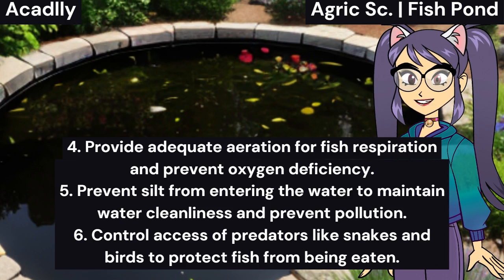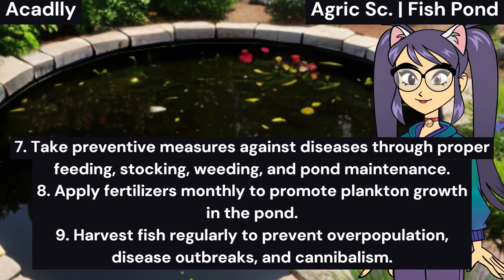5. Prevent silt from entering the water to maintain water cleanliness and prevent pollution. 6. Control access of predators like snakes and birds to protect fish from being eaten. 7. Take preventive measures against diseases through proper feeding, stocking, weeding, and pond maintenance. 8. Apply fertilizers monthly to promote plankton growth in the pond. 9. Harvest fish regularly to prevent overpopulation, disease outbreaks, and cannibalism.